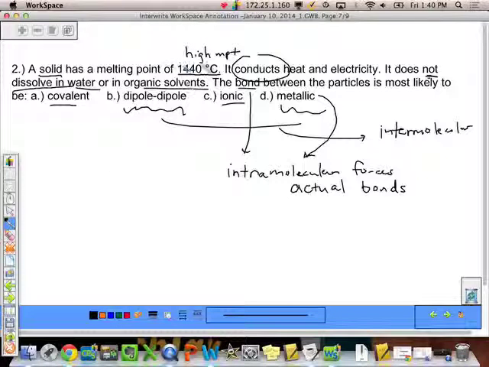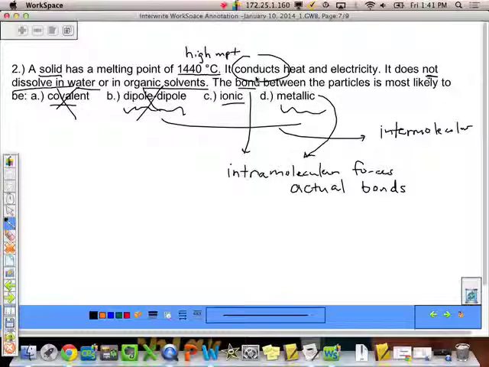So we start pulling this apart. We need a high melting point. Covalents are generally low melting points, so we can cross that off right away. Dipole is an intermolecular force. It's keeping things that are generally covalent or polar covalent near to one another. It's not actually bonding them together. And so in that case, we can say, well, if it's mostly covalent, it would also have a low melting point, so we can get rid of those dipole. That leaves us with ionic and metallic. Let's look at the next part.